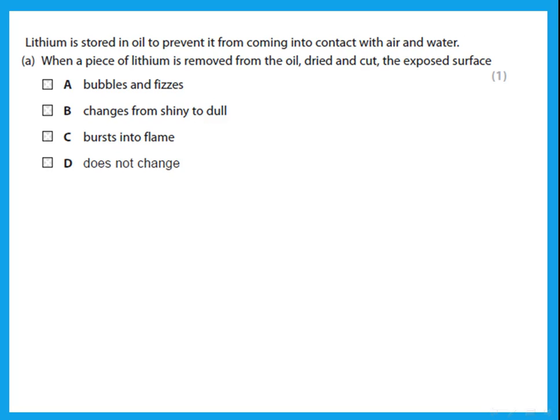So the question says, when a piece of lithium is removed from the oil, dried and cut, the exposed surface, so remember that I cut the lithium, this is a metal in group 1, and you remember that metals in group 1 are soft metals, so you can cut them with a knife. Now, once you cut them, the surface of the metal is just like any surface of a metal, so that is shiny. But if I leave it exposed to the air, what happens? It will react with the oxygen and water vapor in the air, and it will change from shiny to dull.